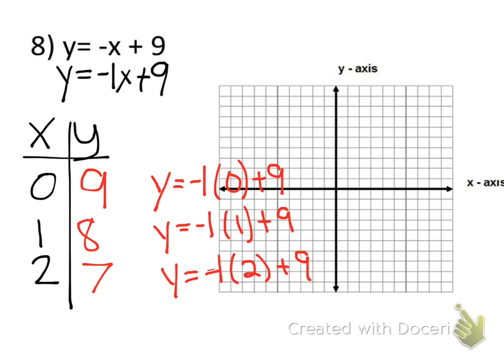0, 9. So side to side 0, up 9. These graphs go to 10, so 9 is just 1 less than that. 1, 8. So right 1, up 8. 2, 7, so right 2, up 7. Connect. Arrows. Raise your hand if you have questions.